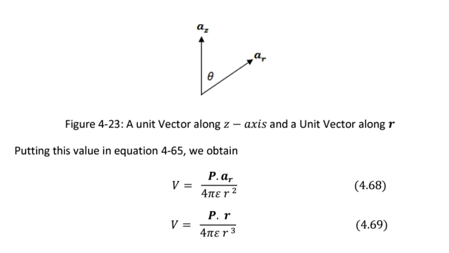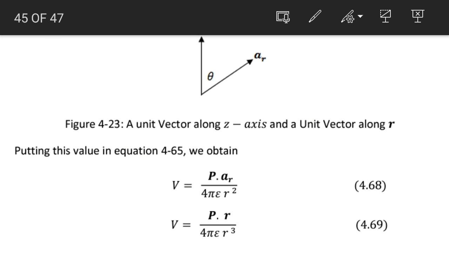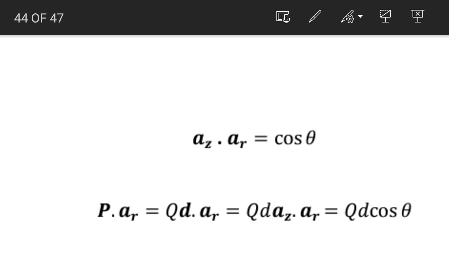Now let us consider the unit vector along the Z axis and the unit vector along the radial distance r. One unit vector is along the radial distance r, which is represented by a_r, and the other is along the Z axis, which is a_z. We know that a_r dot a_z will be equal to cos theta. So let us calculate P dot a_r. P is basically equal to Q d, and we have dot a_r, and you need to consider d in the direction of the unit vector a_z.